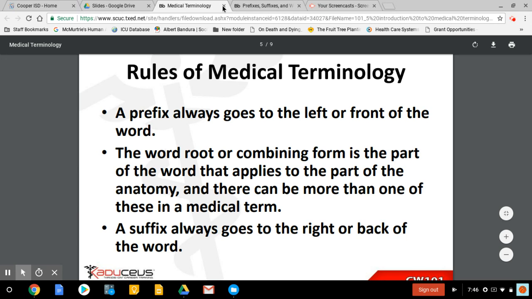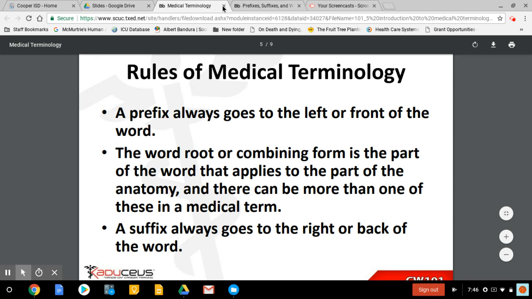So the prefix, like I said, will have that hyphen. The word root and its combining form won't have a hyphen before or after. It may have a slash with an O or an E or whatever its combining vowel is, if it needs one. And then the suffix will have a dash or a hyphen before it. That's a good way to tell. And the suffix always goes on the end, and the prefix goes at the front.